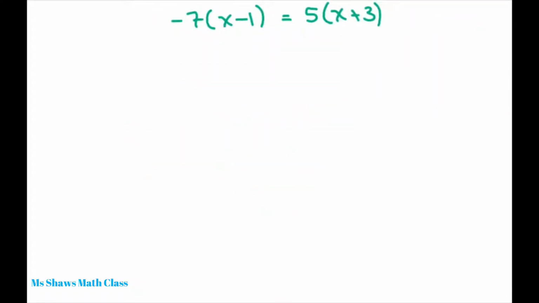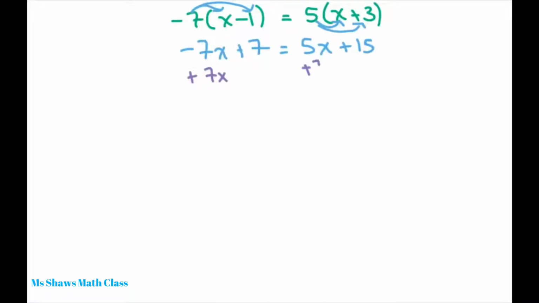And the last one, and be careful with this negative on the outside. So you're going to get, we're using the distributive property, negative 7x plus 7, and then 5x plus 15. We need to do both of those. All right, now I like my x to be positive, so what I'm going to do is use my addition property and add 7x to both sides, and then my subtraction property and subtract 15 from both sides.